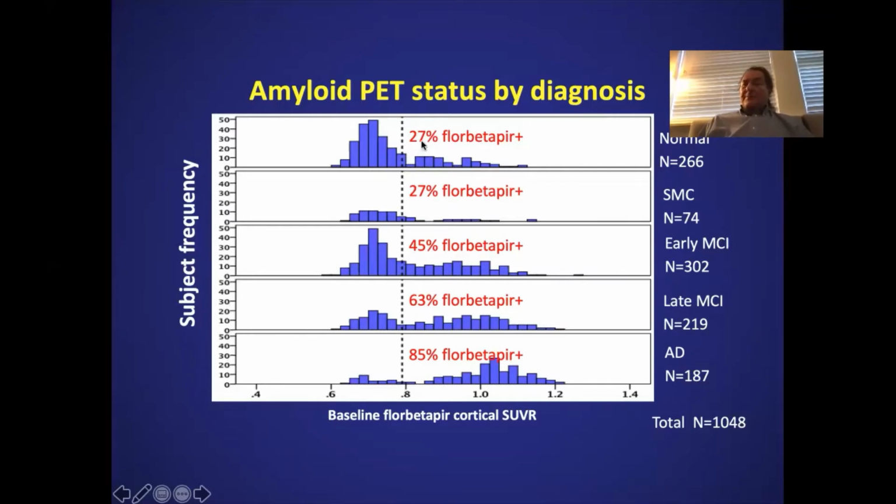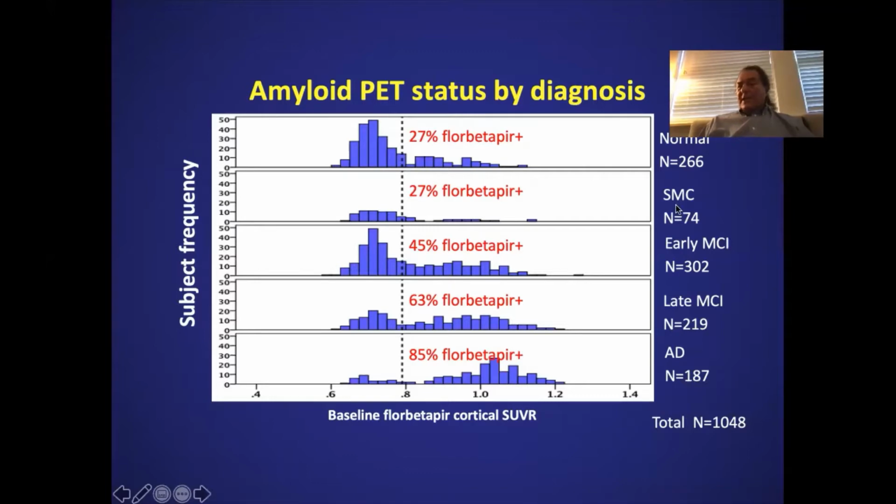So about 27% of the normal population is amyloid positive, age 75. Basically what that means is that these normal people who seem to be normal have Alzheimer's disease pathology growing in their brain. It just hasn't started to produce any symptoms or cognitive impairment. We call that preclinical Alzheimer's disease.